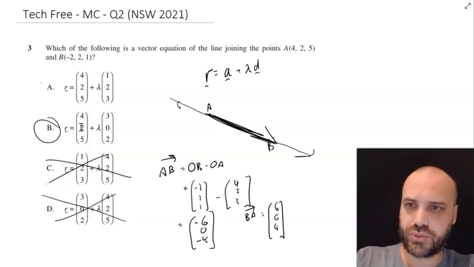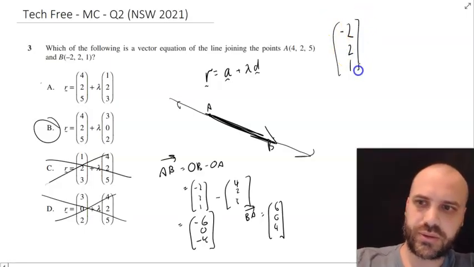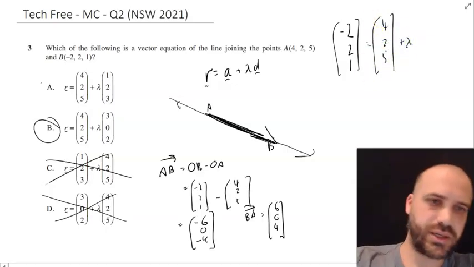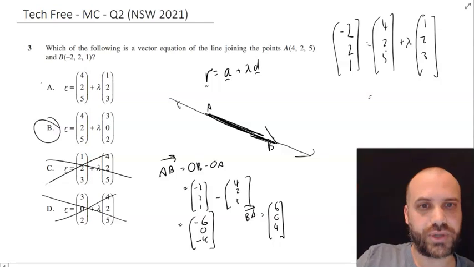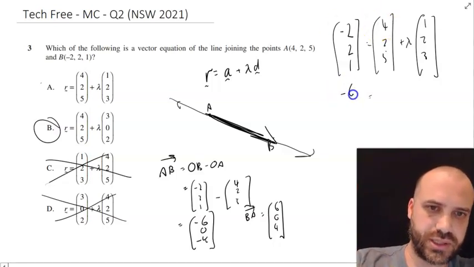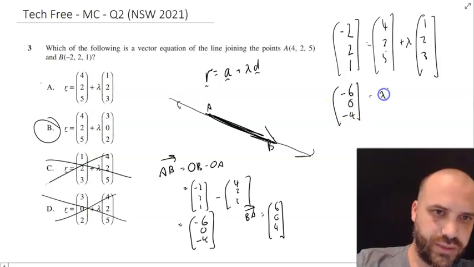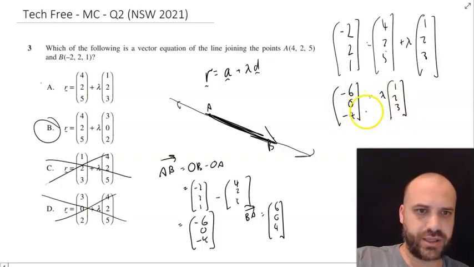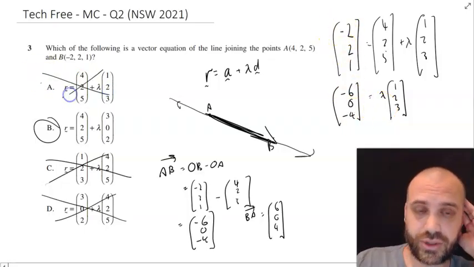So if we sub (-2, 2, 1) into the vector equation, (-2, 2, 1) equals (4, 2, 5) plus lambda (1, 2, 3). We can then try to solve that for lambda, right? So we can do negative 2 minus 4 is negative 6, 2 minus 2 is 0, and 1 minus 5 is negative 4, equals lambda (1, 2, 3). Now there is no value for lambda that would make this true. So that means that (-2, 2, 1) does not sit on that equation.